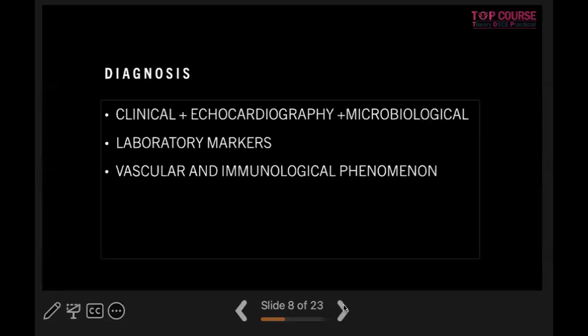And diagnosis is mainly based on clinical features, echocardiography and the microbiological evidence of infective endocarditis. And laboratory markers also play a role, but these fit into the minor criteria. And vascular and immunological phenomena also play a role.